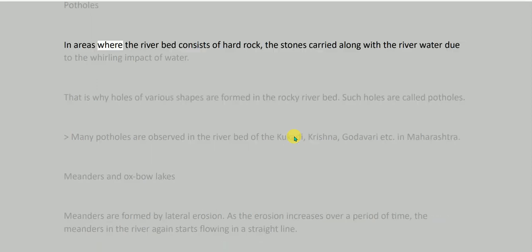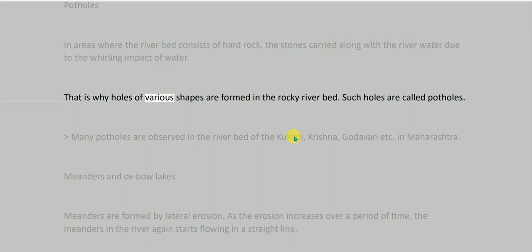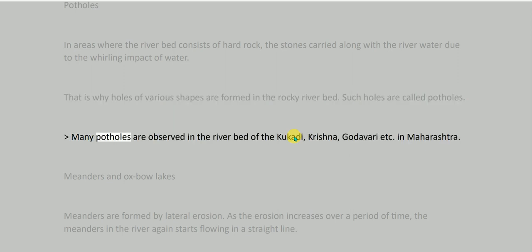Potholes. In areas where the riverbed consists of hard rock, the stones carried along with the river water, due to the whirling impact of water, form holes of various shapes in the rocky riverbed. Such holes are called potholes. Many potholes are observed in the riverbed of the Kukadi, Krishna, Godavari etc. in Maharashtra.